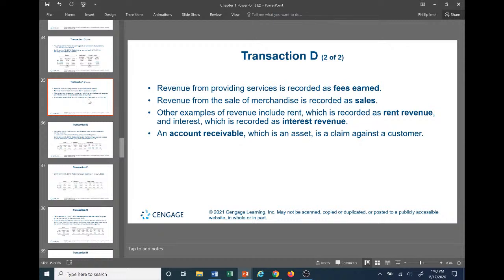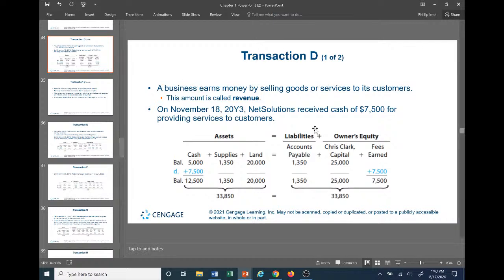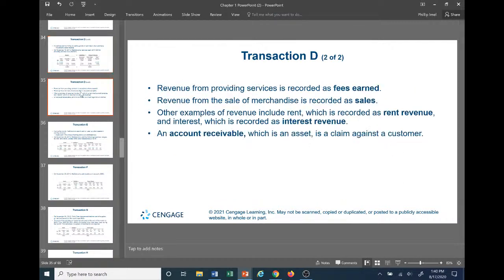So revenue from providing services is recorded as fees earned, right? Fees earned. We saw that here. That's how it's recorded. Where there's the money coming in and it's revenue, so that's recorded as fees earned. That's what this is telling us right here. Revenue from the sale of merchandise is recorded as sales, right? So if we're going to sell an actual tangible piece of merchandise, then it's going to be a sale. If it's a service, like an intangible, something that doesn't have something physical to it, then it's going to be fees earned.